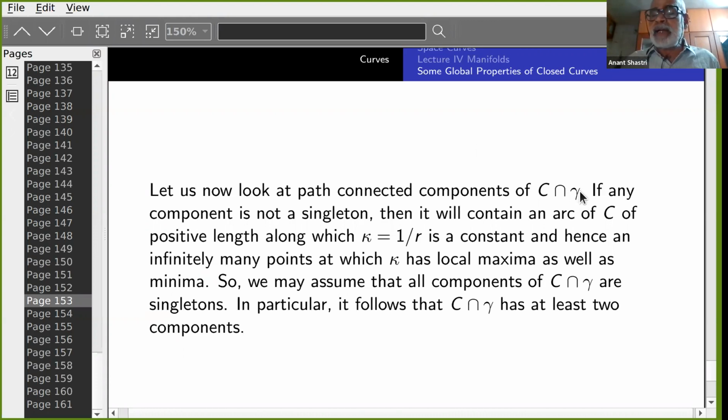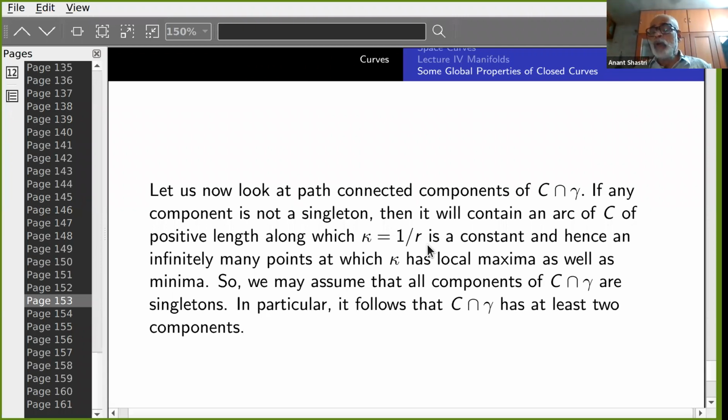C intersection gamma is part of a curve, one of the components. It is on gamma also, it is on C also. So if it is a circle, the kappa is a constant 1 by r, so its derivative is 0 on all those points. Therefore, there are infinitely many vertices there. K is 1 by r, derivative of K is 0.